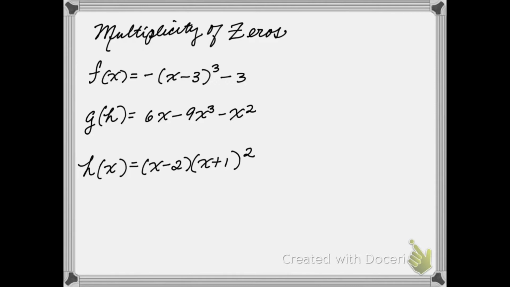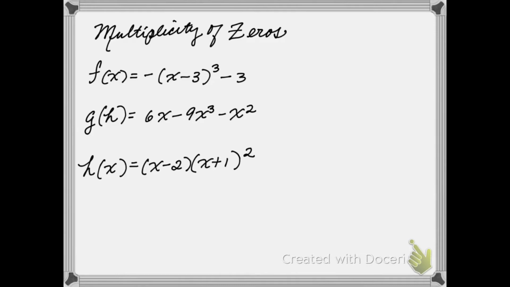This is a video, as you see, on multiplicity of zeros. But there are also some other issues in here about the form of a function and about graphing a function. Here I have three different forms of a function, and each of them has an approach, and the approach that we use for one might not be the approach that we use for another.